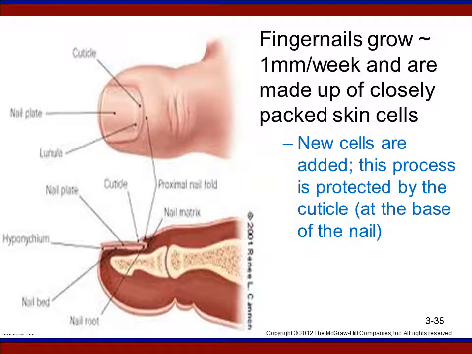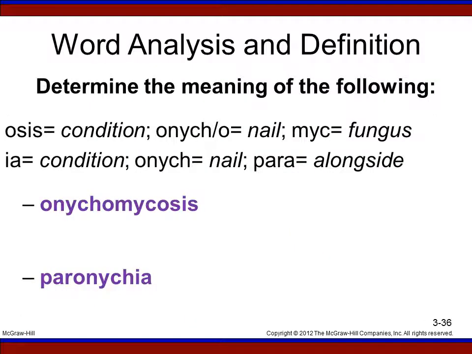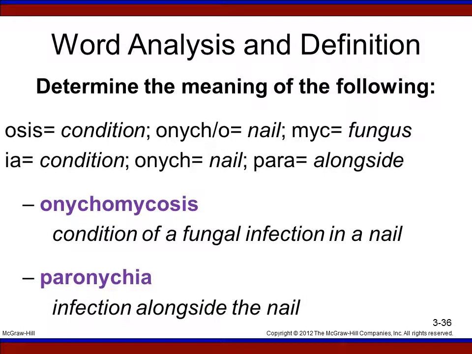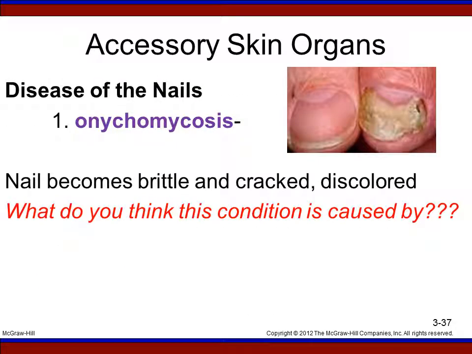Talk a little bit about fingernails. So fingernails are constantly growing. They're made up of layers of keratin, and as new cells grow, old ones become hard and compacted and grow out. They grow out from the base of the nail at the cuticle, which helps protect the new cells in the nail bed. Onychomycosis and paronychia. There are pictures on the following slide we'll show you. Onychomycosis is a fungal infection of the nail. Paronychia is an infection alongside the nail, oftentimes a bacterial type infection. I'll show you some pictures.